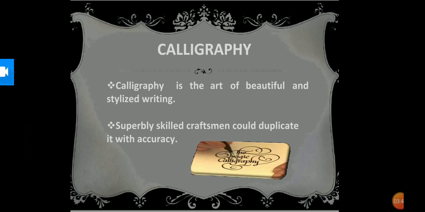So let us see the first printed books. The earliest kind of print technology was developed in China, Japan and Korea, as we have seen. As both sides of the thin porous sheet could not be printed, the traditional Chinese accordion book was folded and stitched at the side. Superbly skilled craftsmen could duplicate it with accuracy. So this is what calligraphy meant: the art of beautiful and stylized writing.